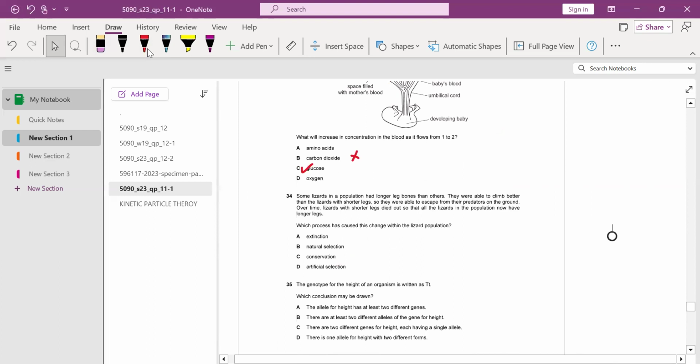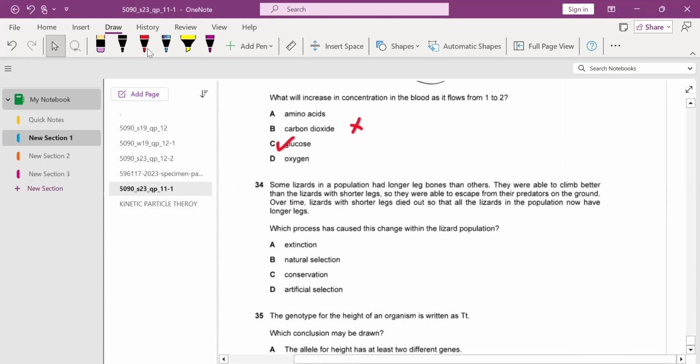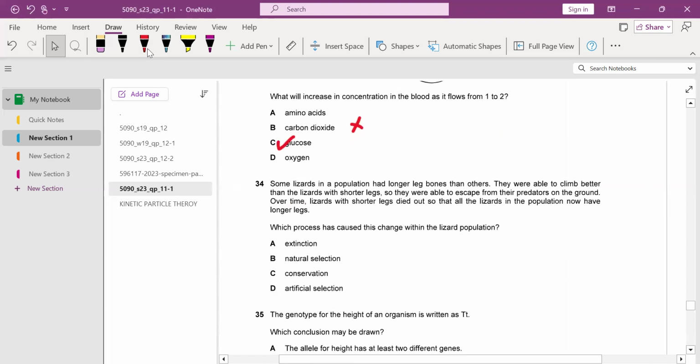Then question number 34. Some lizards in the population have longer legs, long leg bones than the others. They are able to climb better than the lizards with the shorter legs and are able to escape from their predators on the ground. Over time, the lizards with the shorter legs died out, so that all the lizards in the population now have longer legs. Which process has caused this change within the population?